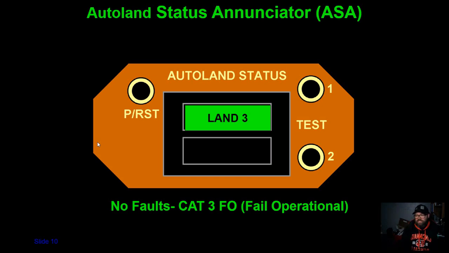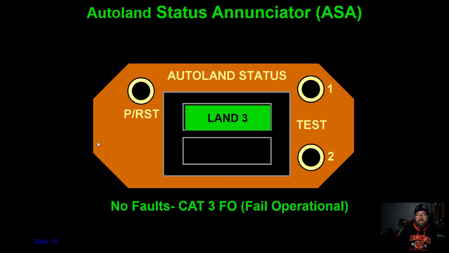LAND 3 means I am fail operational for Cat 3. LAND 2 means I am fail passive for Cat 3. Both LAND 2 and LAND 3 give me Cat 2 capability. And I know that sounds confusing the way that I say it. But LAND 2 and LAND 3 can both land in a Category 2 weather environment. Okay? If you see LAND 2, that does not mean that you are restricted to Cat 2 only. So do not make that mistake, please.